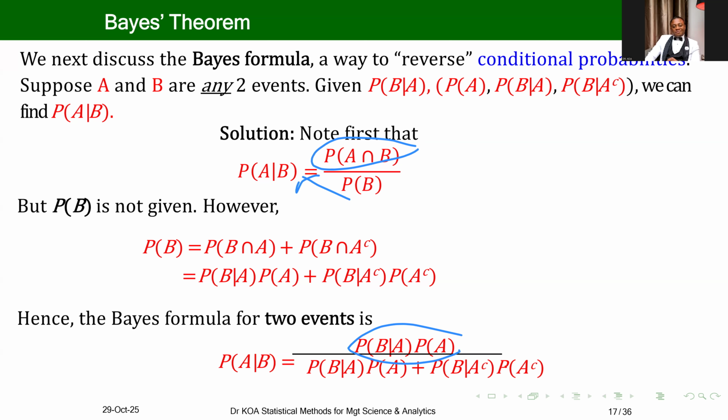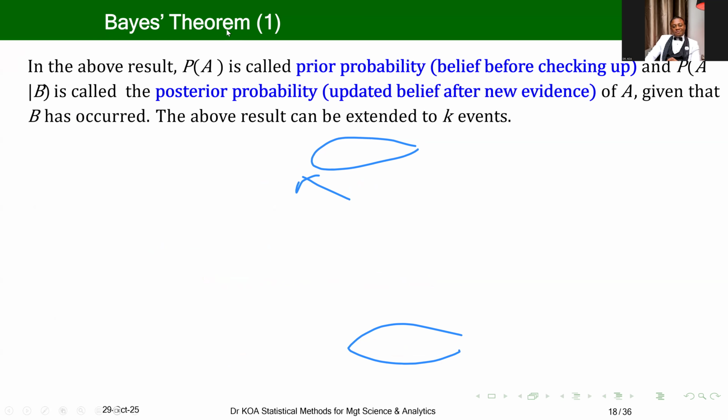This is the Bayesian formula. In other words, anytime you have a conditional probability formula, you can manipulate that to find a Bayesian. Let's look at the elements of the Bayesian formula.